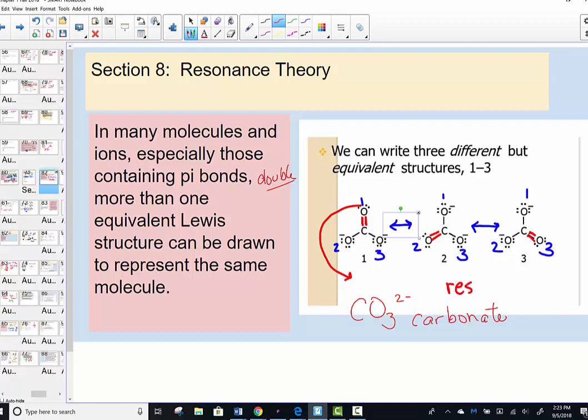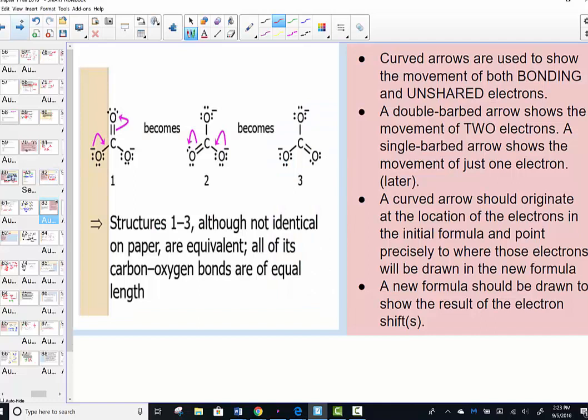The term resonance develops when you have more than one correct answer. Where can I place the double bond? Do I have to go to oxygen 1 or 2 or 3? And the answer is it's correct in any direction. And truly, the better answer is it's in all directions, isn't it?